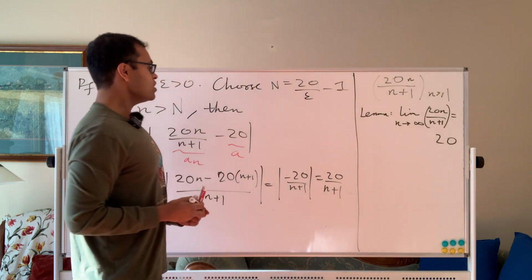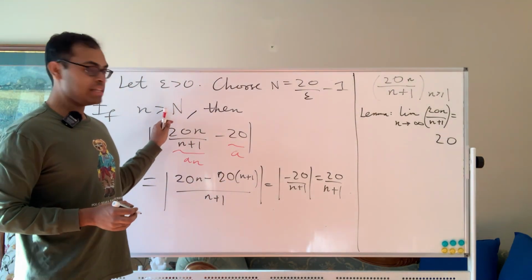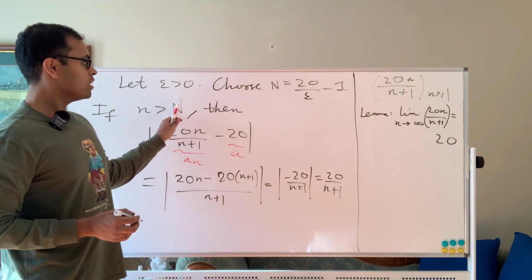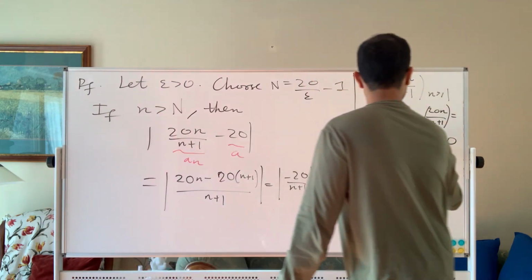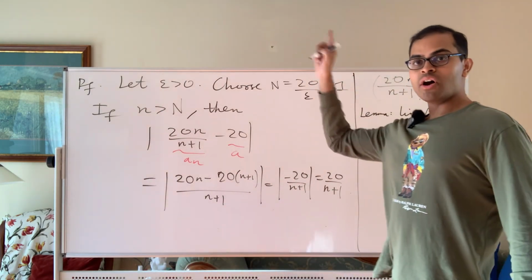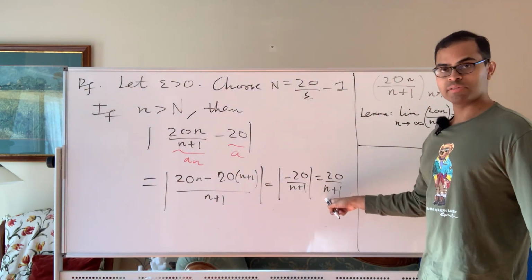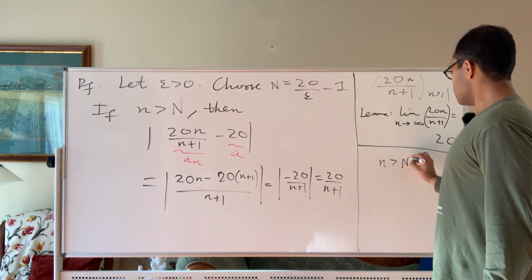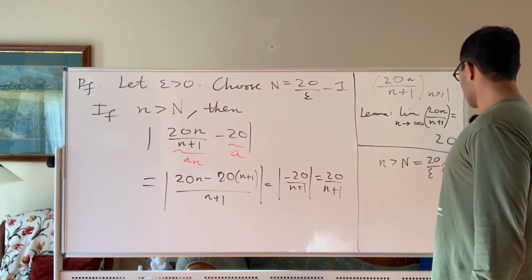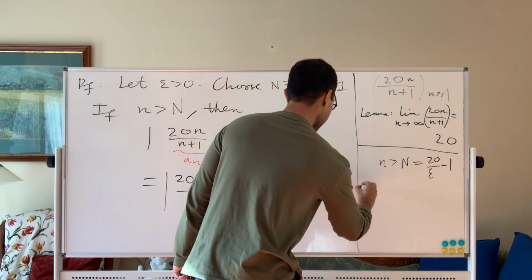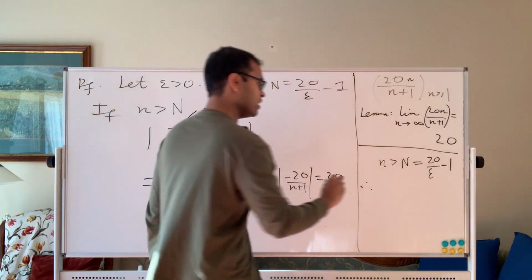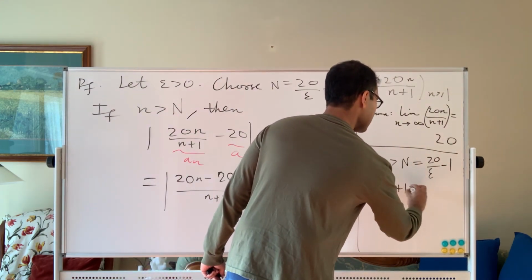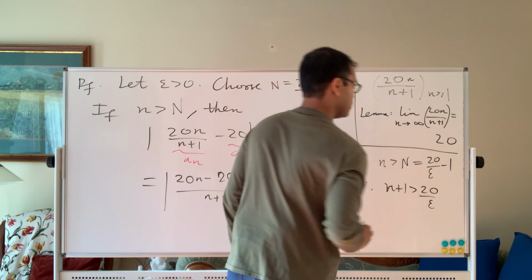Okay, and since we know that little n is greater than big N, right? We're given that when n is beyond that point, we want to say this is less than epsilon. So if n is bigger than big N, which we know is 20 over epsilon minus 1, then that implies that n plus 1 is going to be bigger than 20 over epsilon, right?